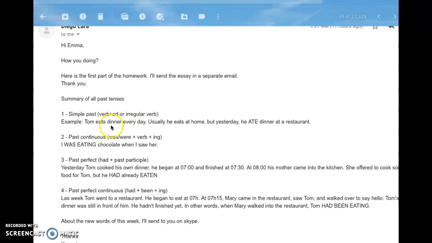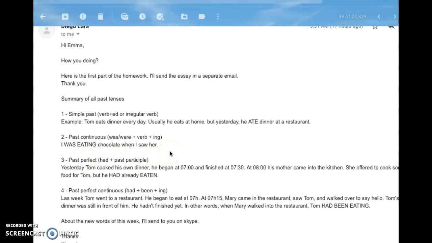Example, Tom eats dinner every day, so usually he eats at home, but yesterday he had dinner at a restaurant. And we can also say he worked yesterday, -ed. Past continuous, a past progressive action, an ongoing action in the past, a habit as well, and we can say, I was eating chocolate when I saw her. Well, I was eating chocolate yesterday on the bench.